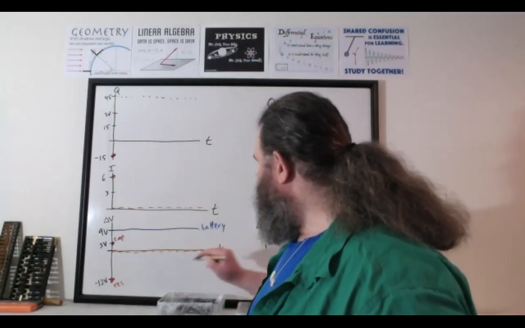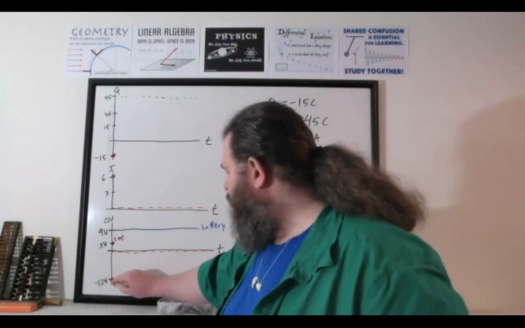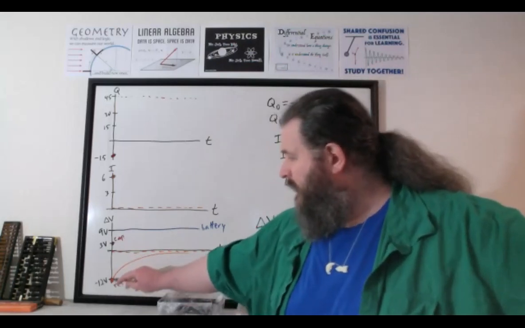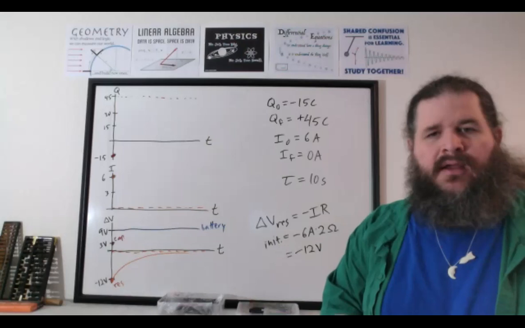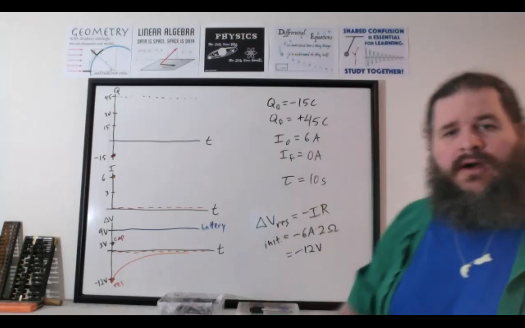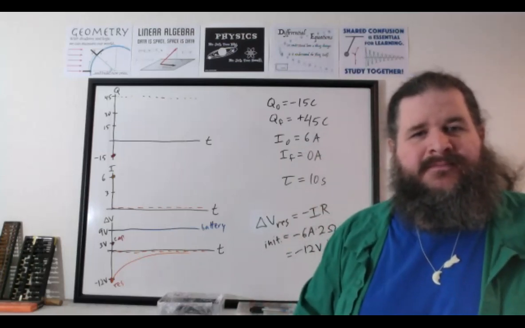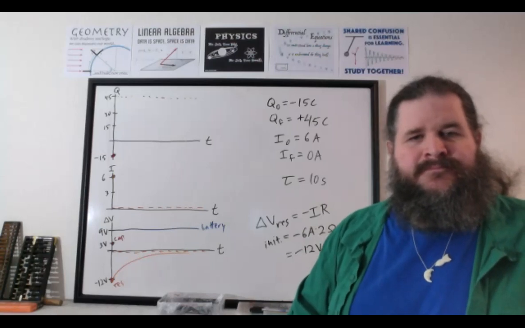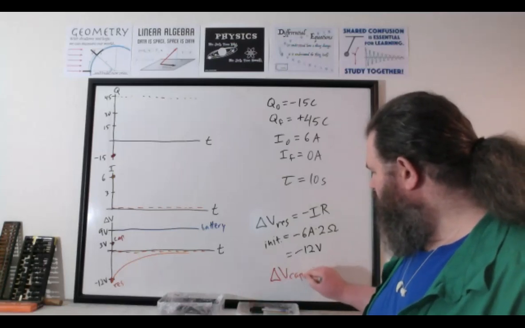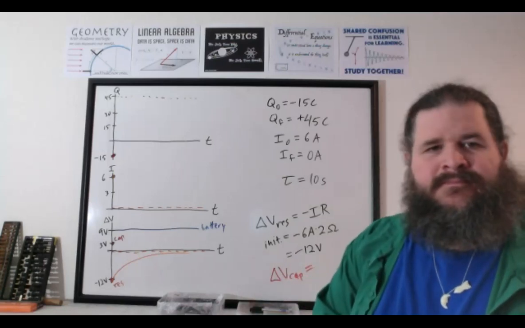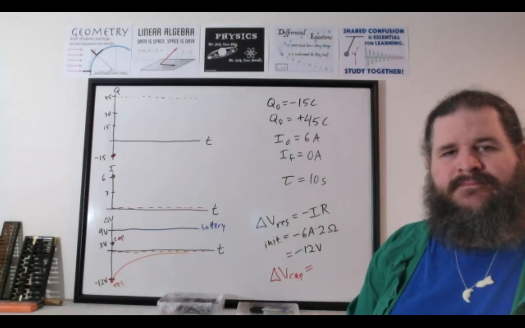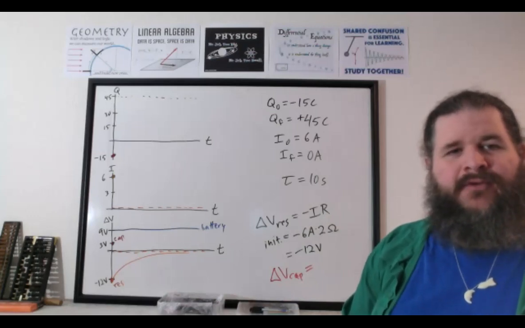Without going into too much detail about the amount of time yet, I'm just going to sketch this, it's going to approach like this. So we should expect exponential decay from -12 up towards 0 for the resistor. For the capacitor, we know eventually the capacitor has 45 coulombs of charge. How would we convert that into a voltage? Delta V for a capacitor should be what's our usual delta V formula for any capacitor?